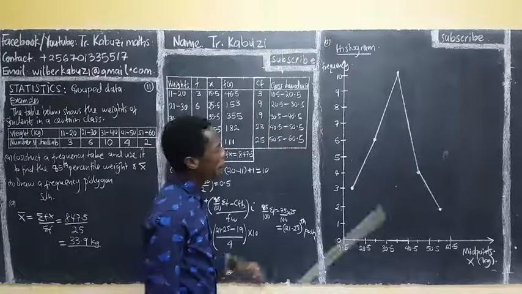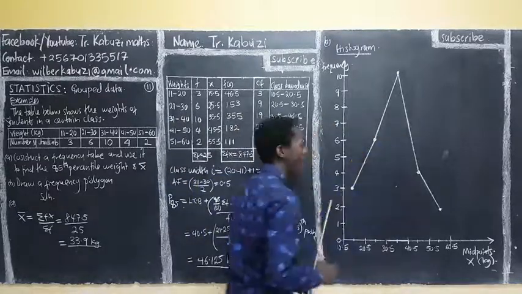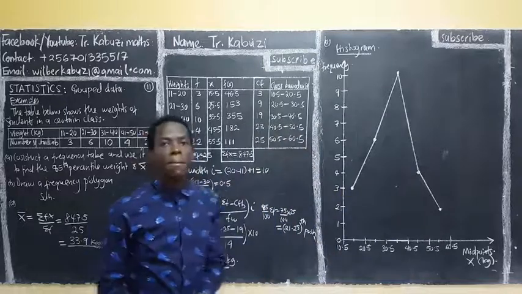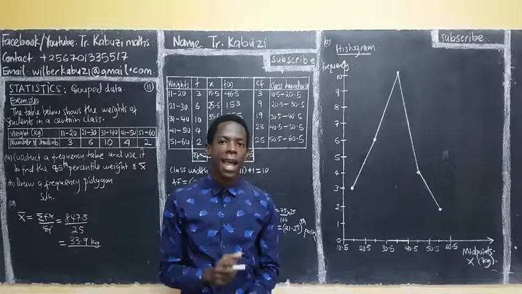Now you get your ruler and then you join these points using a graph like that. So that's it, members. We are going to see now the frequency curve.